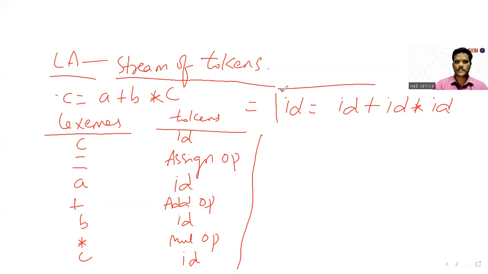So in lexical analyzer, the statement C is equals to A plus B star C is converted into ID equals to ID plus ID star ID. And coming to syntax analyzer.